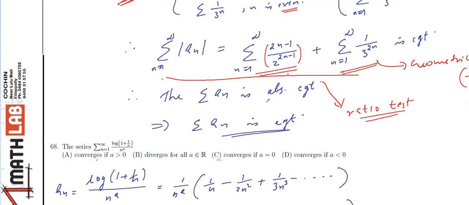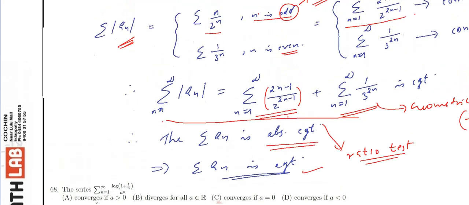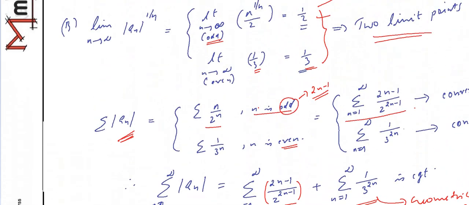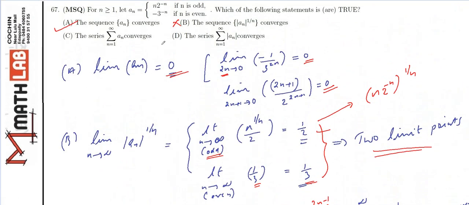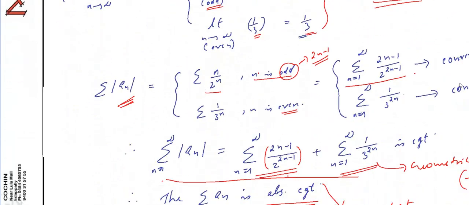So it's absolute convergence, right? When you take the modulus and find the sum, that is absolute convergence. If the series is absolutely convergent, definitely the series is convergent. So the series is absolutely convergent as well as convergent. So A, C, D are right. A, C, D are right.